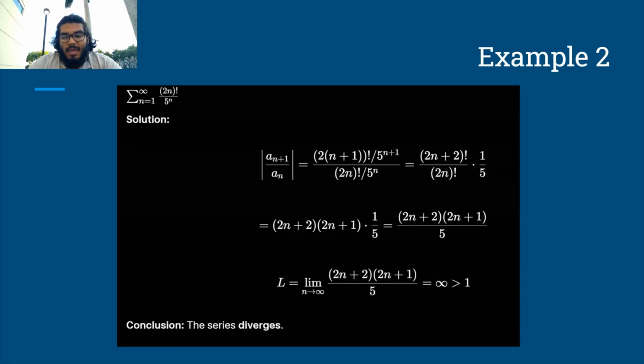So to cancel out the 2n plus 2 factorial, what you would do is expand out the terms, as you see down here, where you would get 2n plus 2 times 2n plus 1 times 2n factorial. Then those would cancel out. Same thing with the constants, 5 to the n plus 1 over 5 to the n. When you expand it out, it would be 5 to the n times 5, and then the 5 to the n would cancel. So you would be left with 2n plus 2 times 2n plus 1 divided by 5. And once you take the limit of that, it goes to infinity, which is greater than 1. So this series diverges.